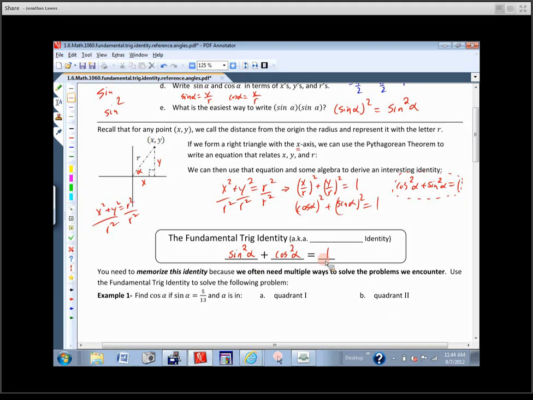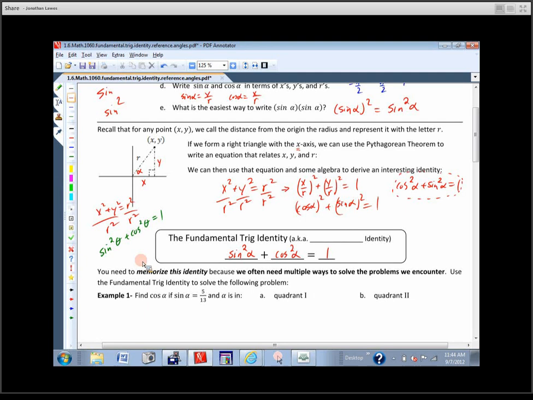Now, there's nothing really special about the fact that we used alpha. If you learned this before, you may have learned sine squared theta plus cosine squared theta equals 1. Doesn't make any difference. As long as the angle that you plug into both of these is the same, square the sine, square the cosine, add them together, it will always equal 1. Always. Okay? All right. Any questions?